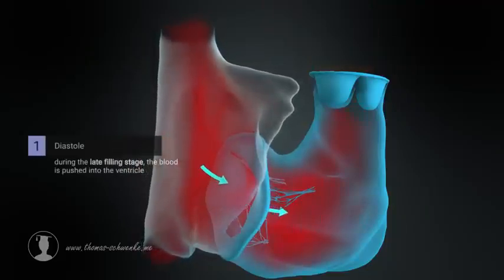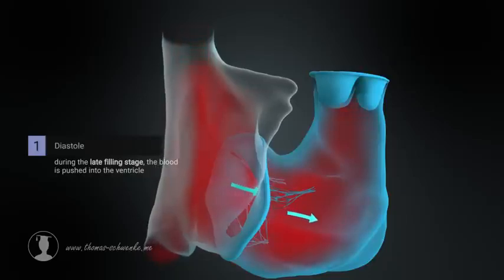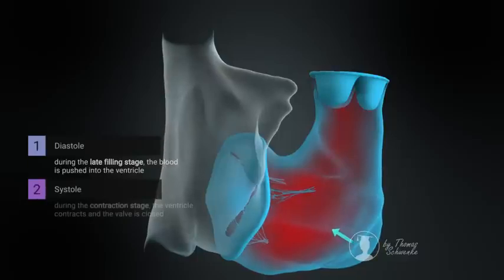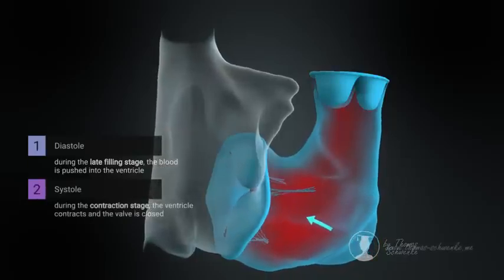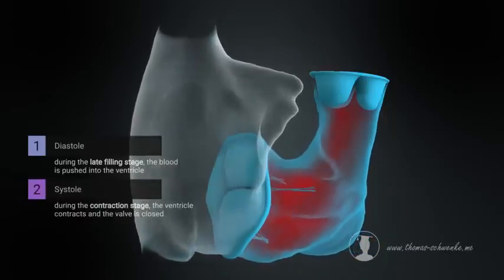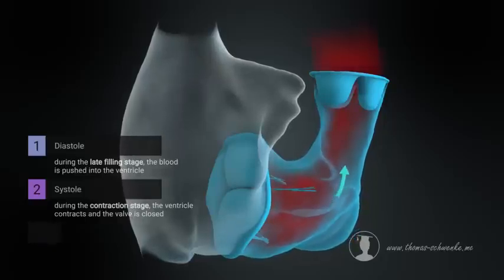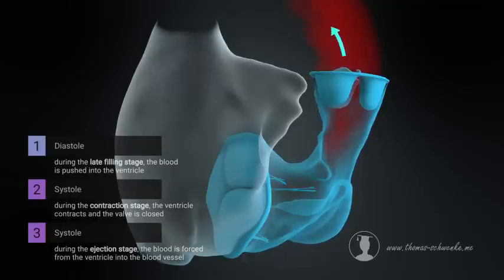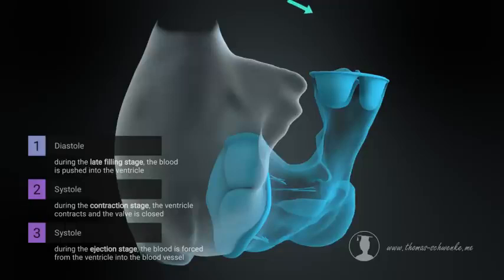The cardiac cycle is generally divided into a diastole and a systole. Diastole refers to the relaxed ventricle filled with blood. Systole, on the other hand, refers to the contracted ventricle, which ejects the blood. Systole is divided into the contraction stage and the ejection stage. Diastole is divided into an early filling stage and a late filling stage.